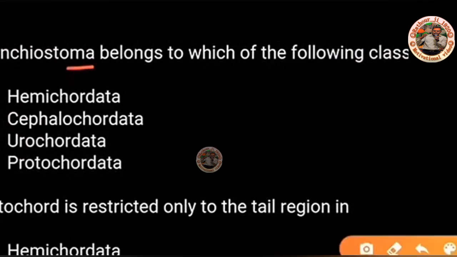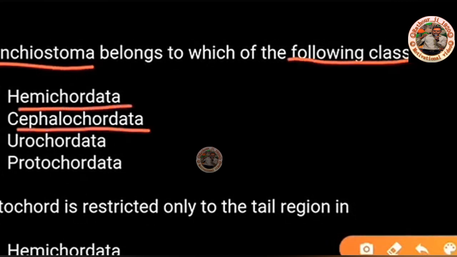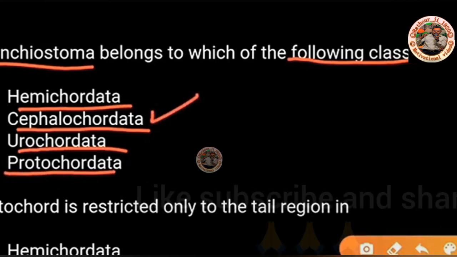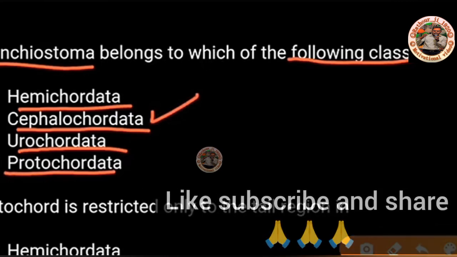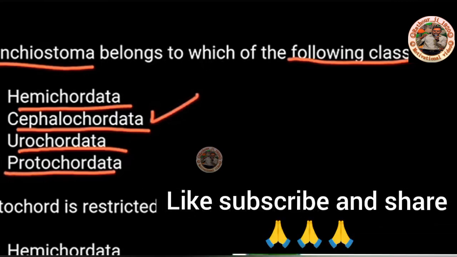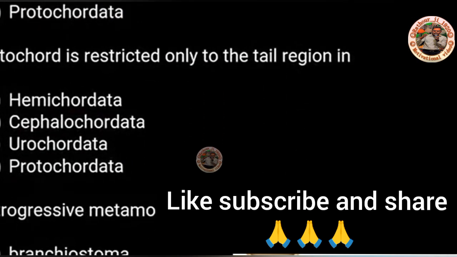Question 13. Branchiostoma belongs to which of the following class? Option A, Hemichordata. Option B, Cephalochordata. Option C, Urochordata. Option D, Protochordata. So the correct answer is option B. Branchiostoma belongs to class Cephalochordata. Branchiostoma is also called as lancelets and also called as Amphioxus.